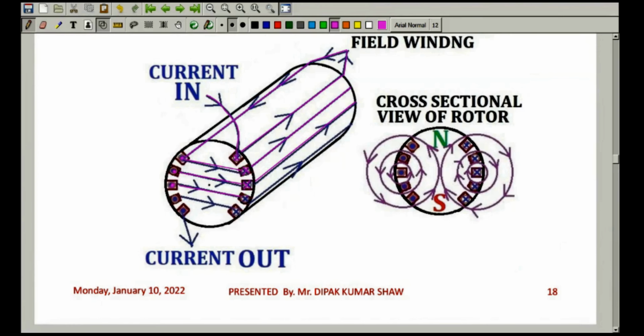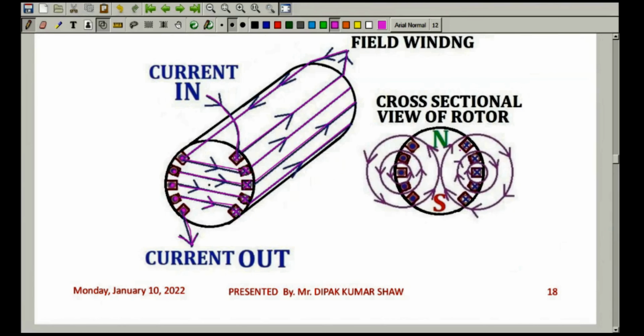So you see in what way the field windings are placed over the rotor structure. Dot means current is coming out of the screen, cross means current is entering into the screen. So current out. Now if I take the cross sectional view of this rotor, which is shown here on the screen, this side will be dot, this side will be cross. The left side will be the slots carrying dot current, and the right side will be the slots carrying cross current.